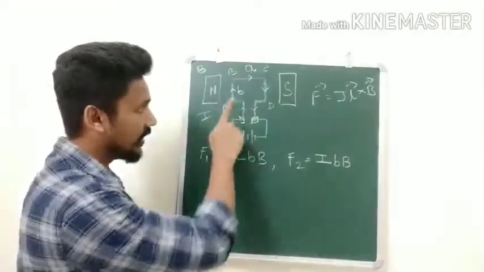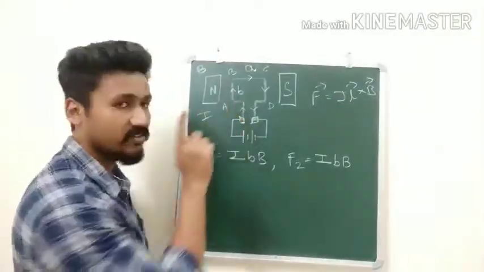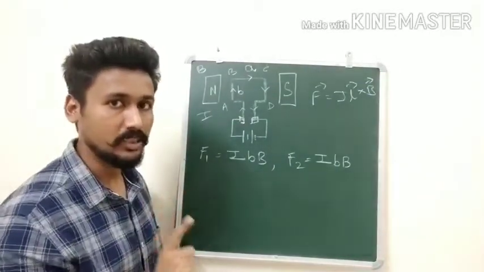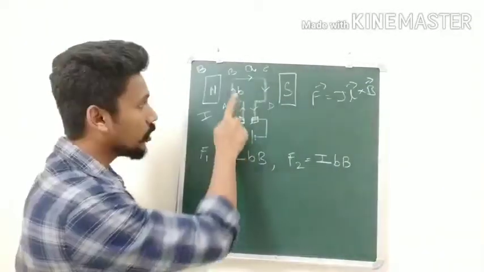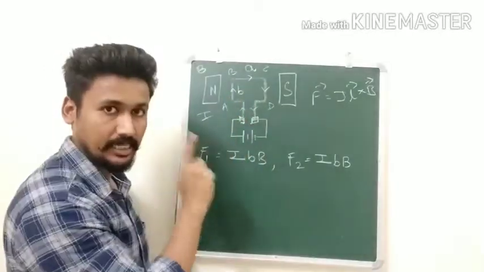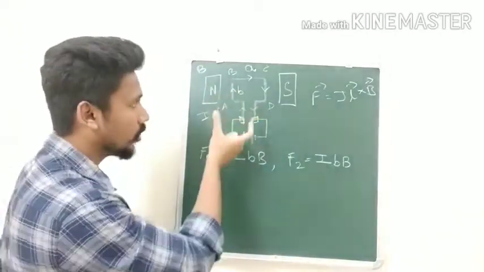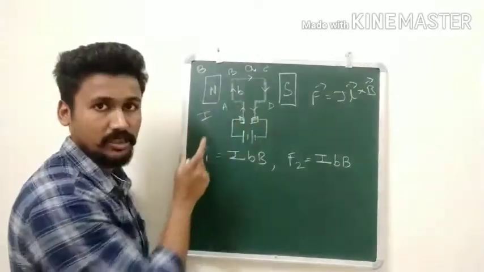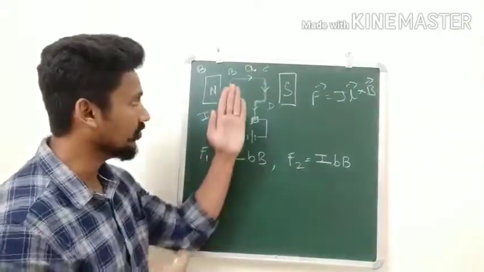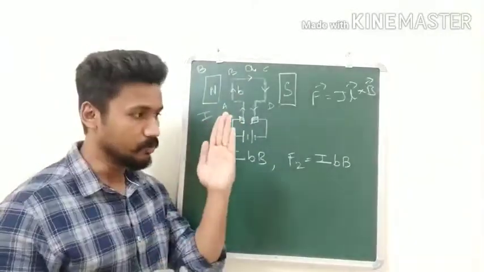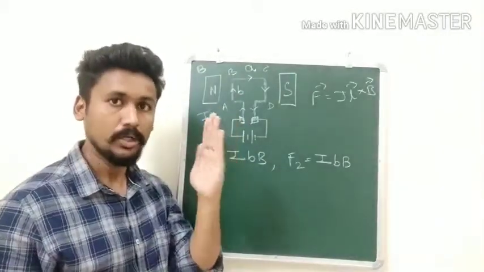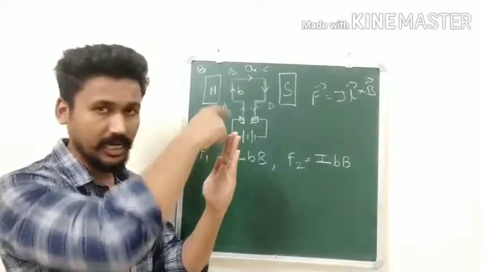But as you would have definitely noticed, the net force is 0 but the torque is not 0. There will be a torque that is going to act on this rectangular loop. Because of this torque, this particular loop is going to start moving. How will it move? If you are looking from the top, it will move in this direction, that is, in the clockwise direction. It is going to start moving.